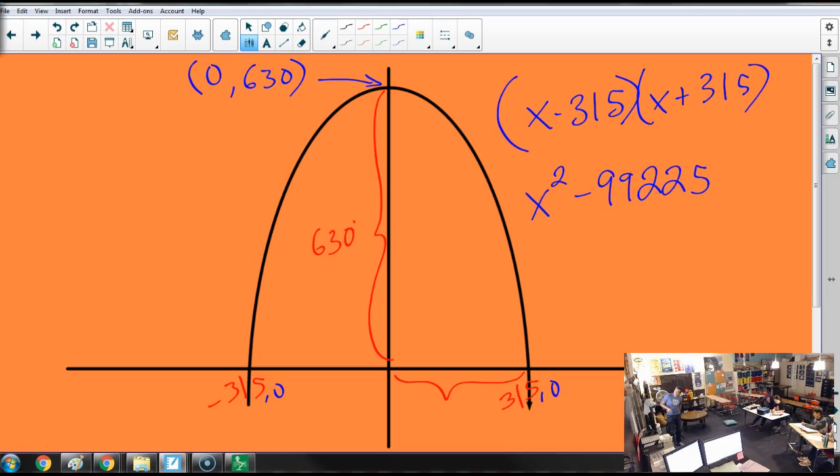Would it be negative 9? So yeah, this is it. We will continue to tackle this problem tomorrow.